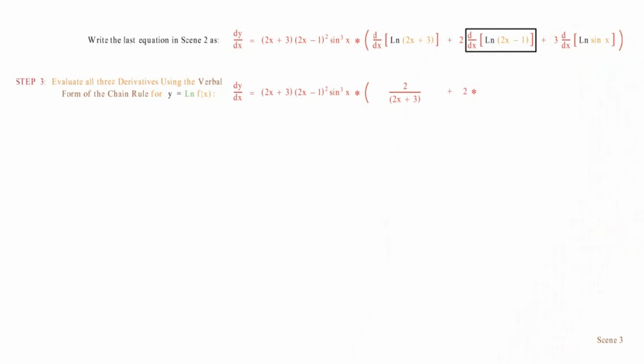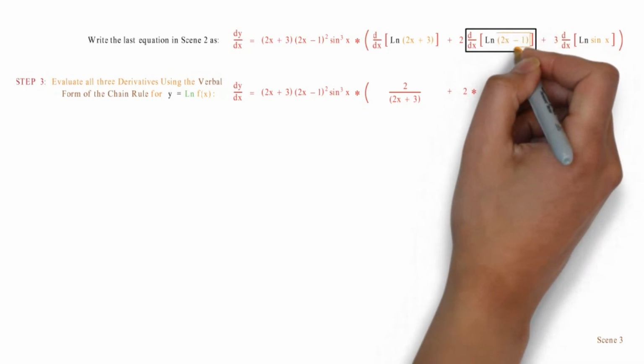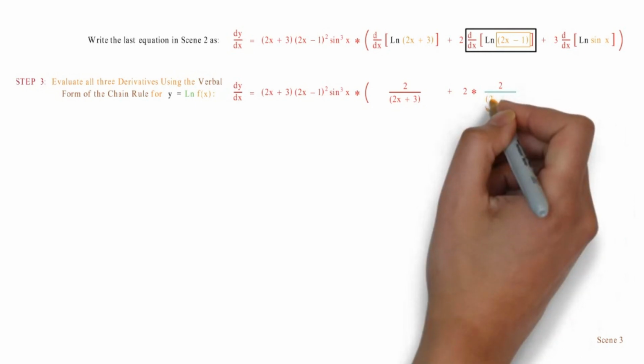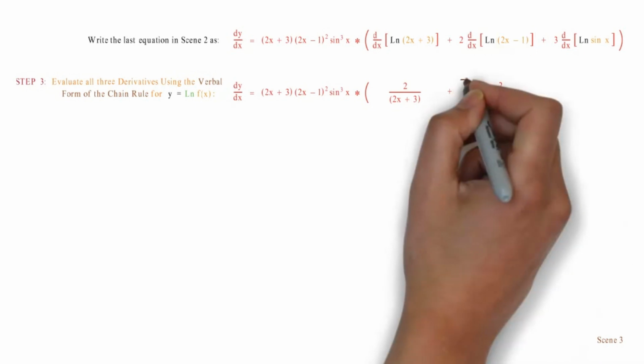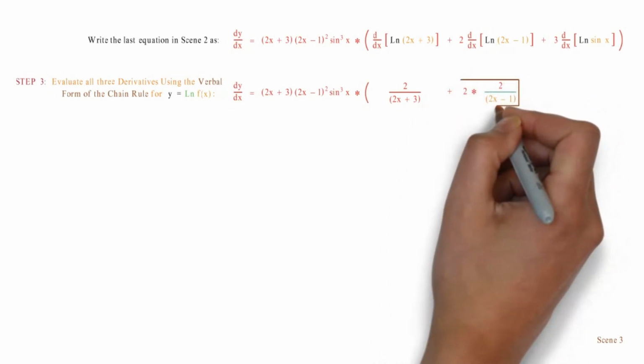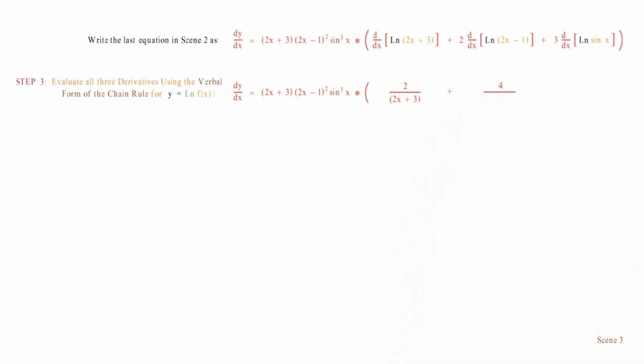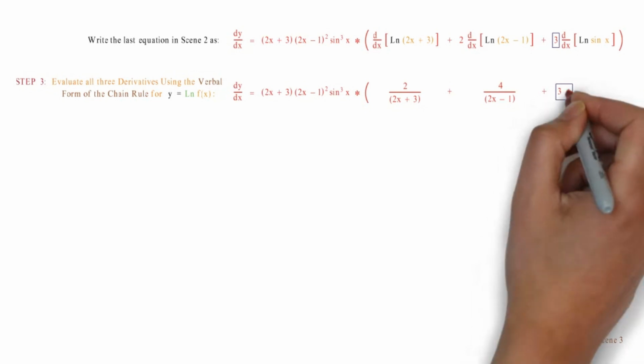This derivative equals the derivative of the argument of ln, which is the derivative of 2x minus 1, which is 2, divided by the argument of ln, as before, 2x minus 1. 2 times 2 over 2x minus 1 is equal to 4 divided by 2x minus 1. Plus is plus. Bring 3 down as 3 times.